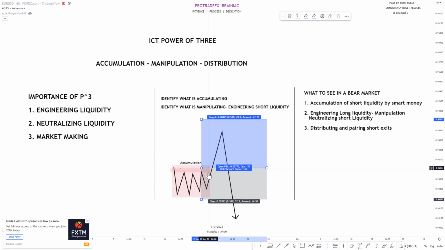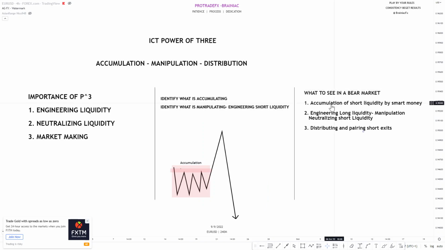So smart money only push price to the upside to what? To accumulate short liquidity in the market. Again, what is their primary focus? They are engineering long liquidity because when buy stops are being triggered, right, we have a lot of long liquidity which is going to be triggered in the market, right? Again, distributing and pairing short exits. How does smart money make money? When they manipulate price to the upside.